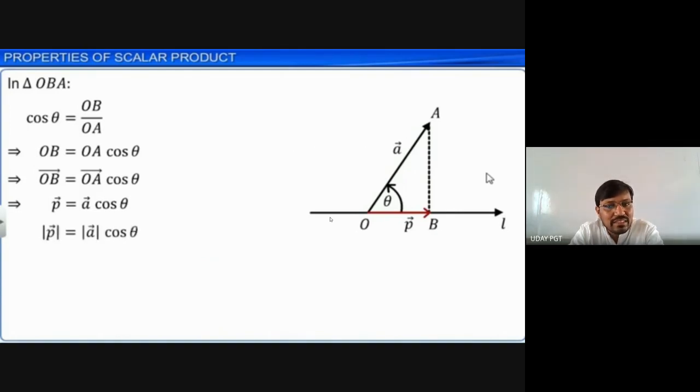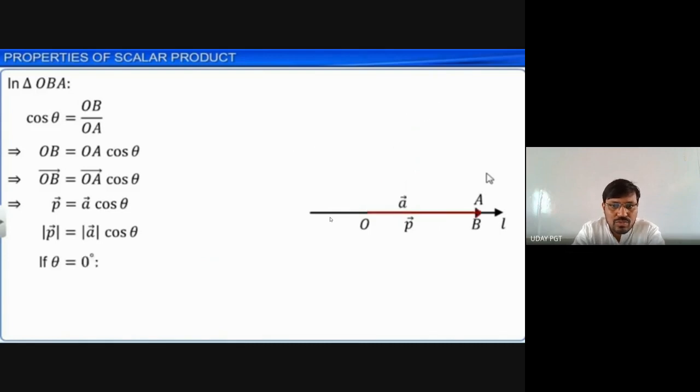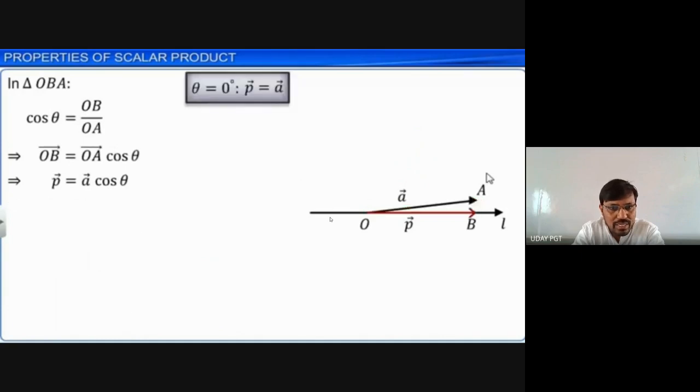That means if any vector is making an angle of theta with any other vector, then to find that vector, the magnitude of P vector is equal to the magnitude of A vector into cos theta. So if the theta value is equal to 0, then the P vector and A vector will coincide. Both are the same vectors.